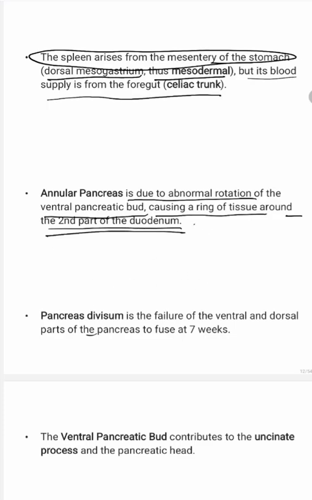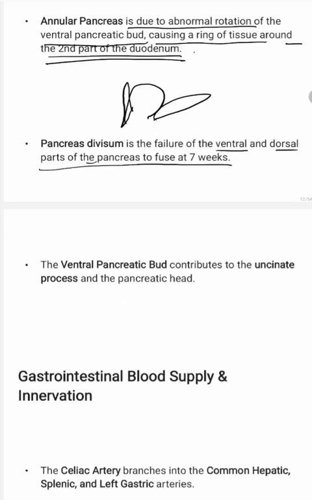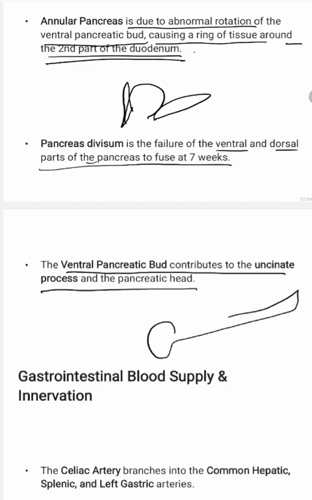Now, what is pancreas divisum? It is the failure of the ventral and dorsal parts of the pancreas to fuse at the 7th week. So there are two parts, one is the ventral part and another is the dorsal part. These two should fuse, but there is failure. So this is known as pancreas divisum. The ventral pancreatic bud contributes to the uncinate process and pancreatic head. So like this is the pancreas, and this head and uncinate process is contributed by the ventral bud.